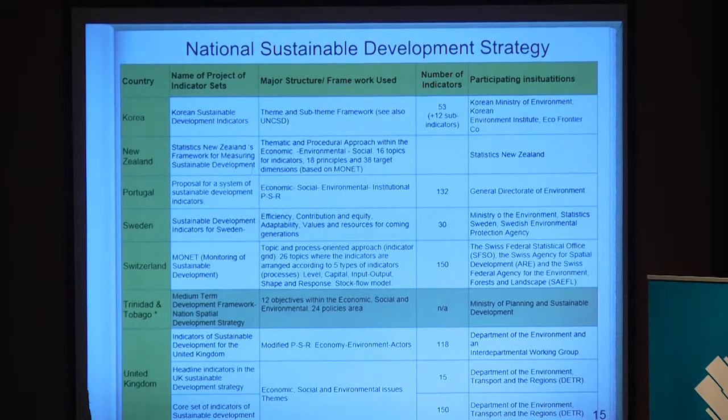The Swiss MONE framework is used for its SDI, for its Sustainable Development Strategy, while Korea uses the UNCSD framework for theirs, and Portugal is the only other country that has the four-dimensional model. With respect to Trinidad and Tobago's Sustainable Development Strategy, when asked, anybody from the Ministry of the Government would point to the Medium-Term Development Framework and the new National Spatial Development Plan strategy.